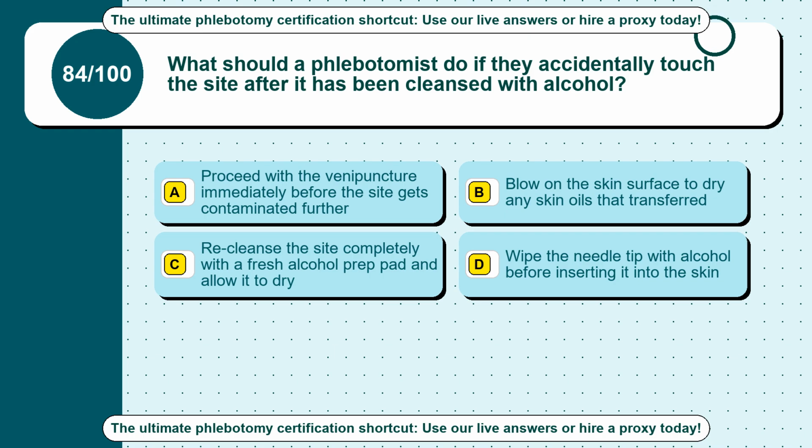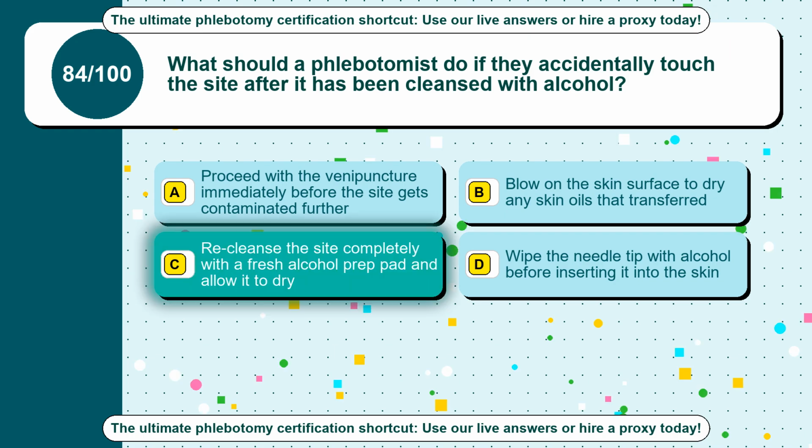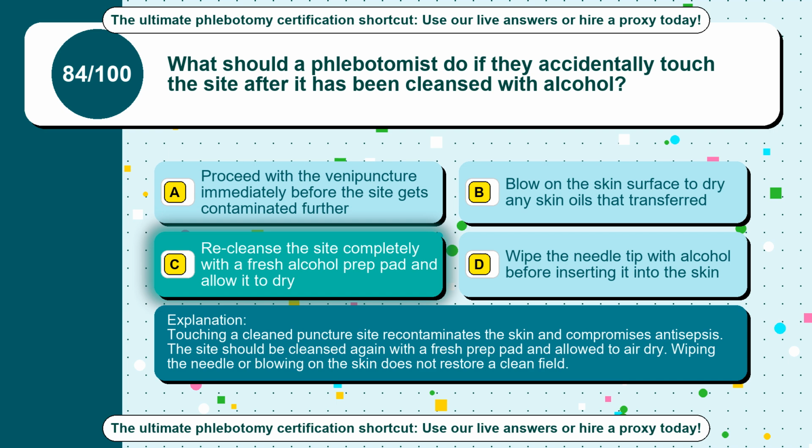The correct answer is option C, re-cleanse the site completely with a fresh alcohol prep pad and allow it to dry. Touching a cleaned puncture site recontaminates the skin and compromises antisepsis. The site should be cleansed again with a fresh prep pad and allowed to air dry. Wiping the needle or blowing on the skin does not restore a clean field.